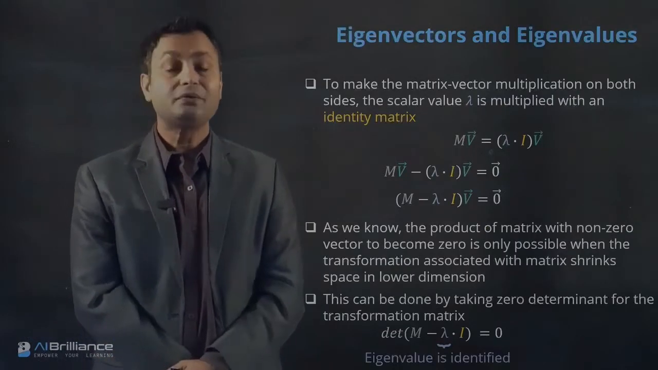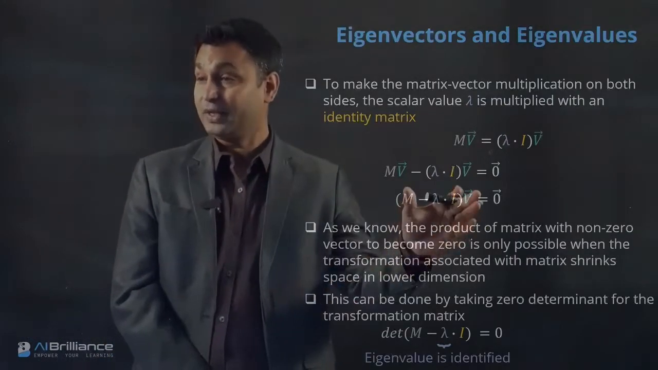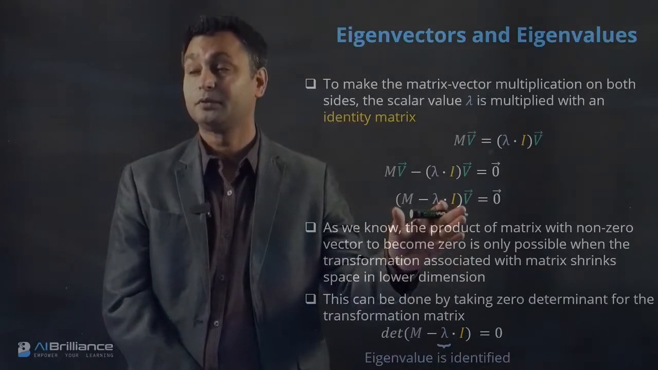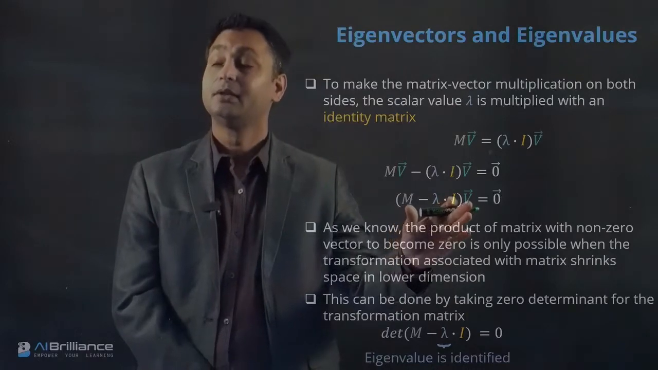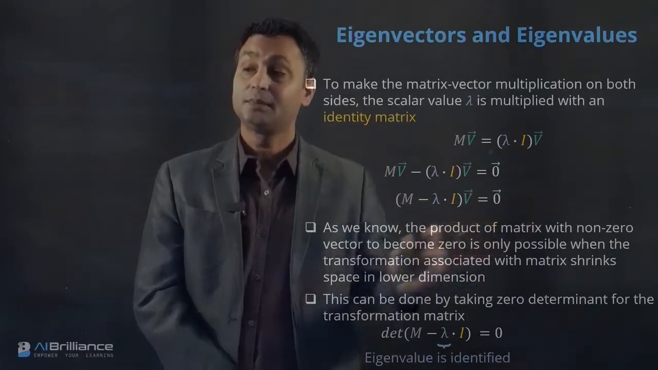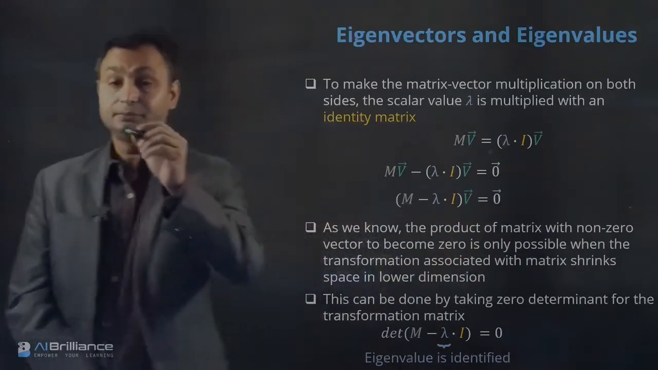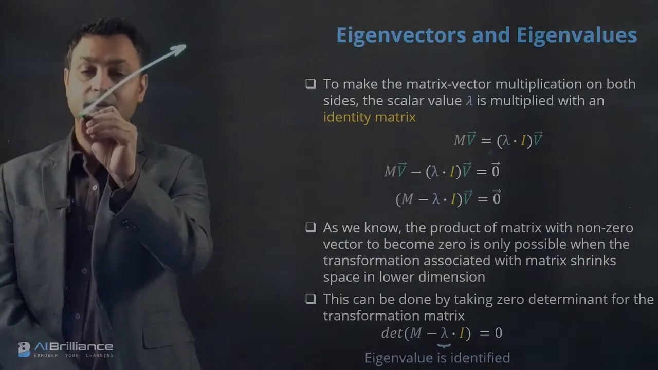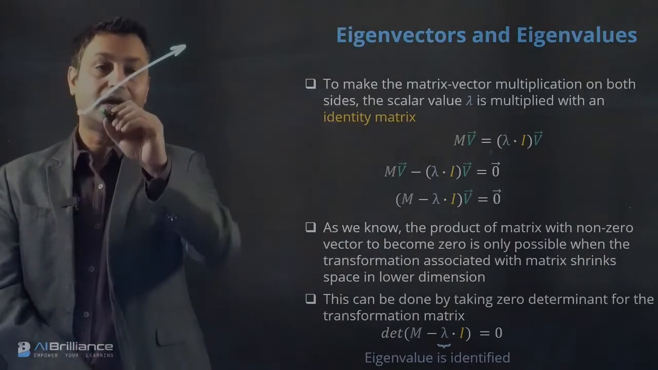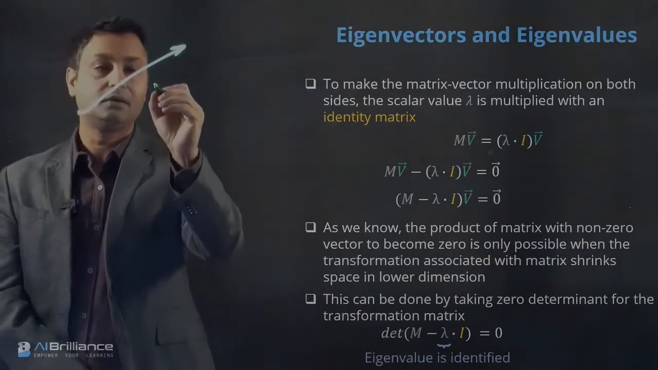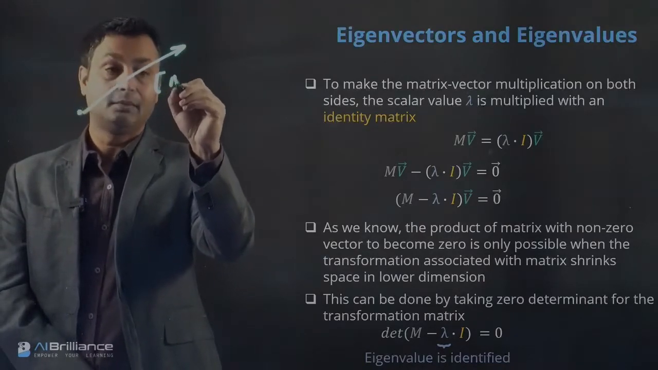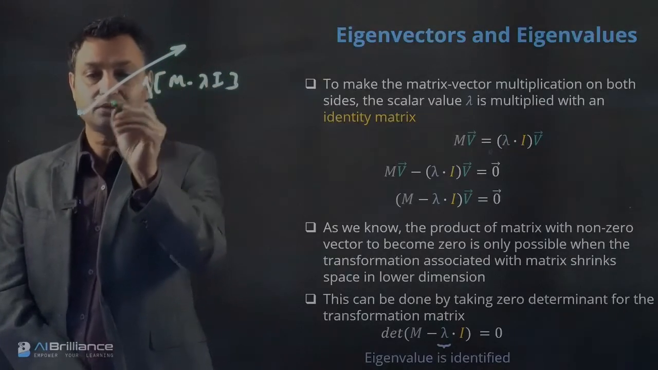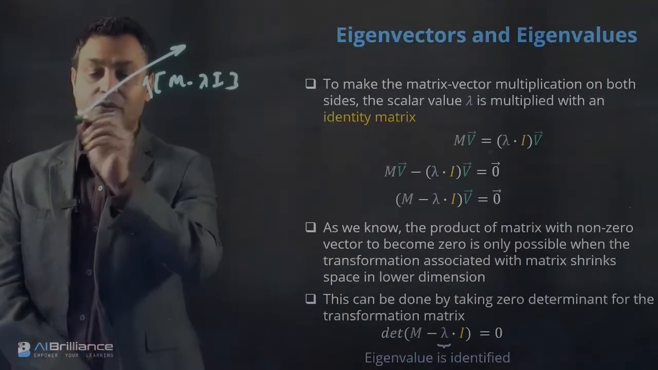Now, we have a transformation matrix given by M minus lambda I, and that is multiplying a vector and becoming a zero vector. What is happening? A vector which might be of any shape is essentially shrinking to a single point. So, after multiplication with the matrix M minus lambda I, this vector is shrinking in size and becoming a single point located at the origin.